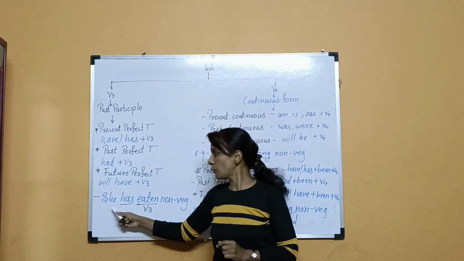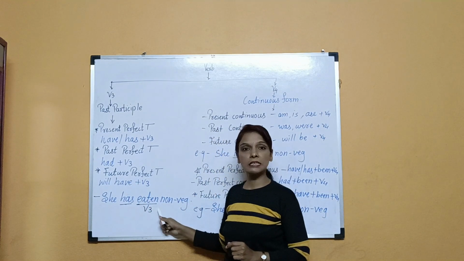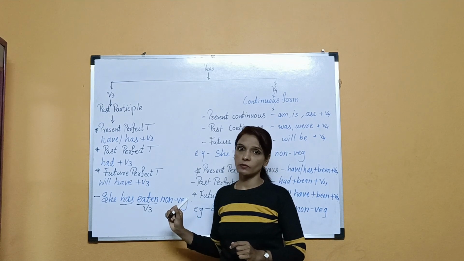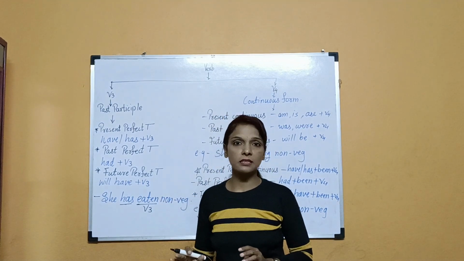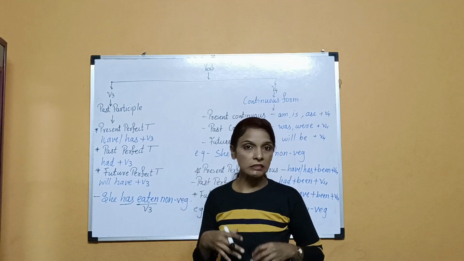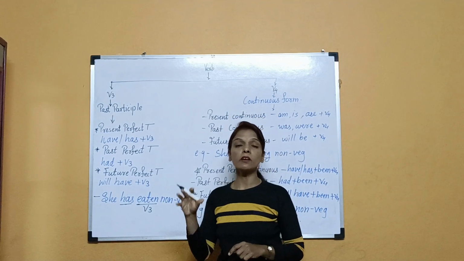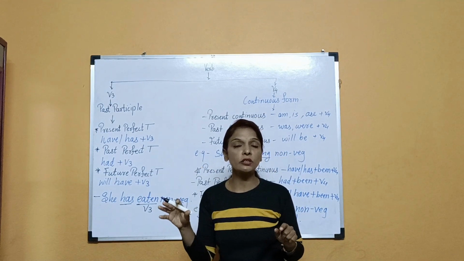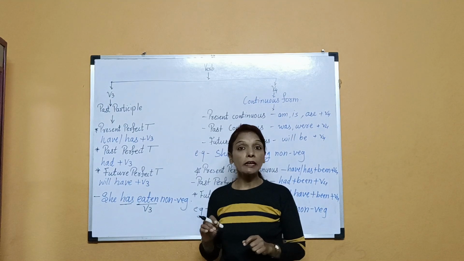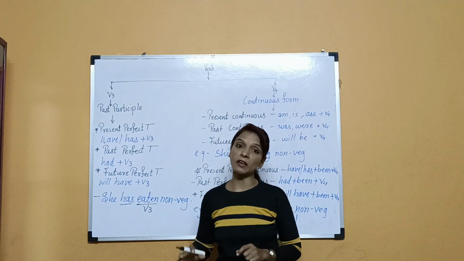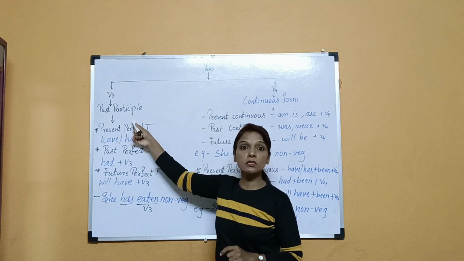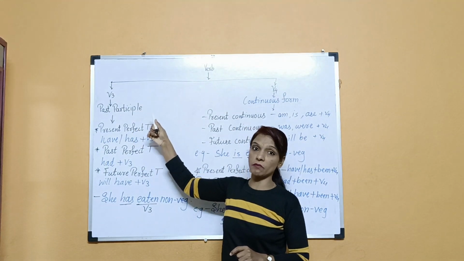For example, I have written here, she has eaten non-veg. No matter when she has eaten, but she has eaten non-veg. So whenever you want to say my action is completed, but you are not mentioning the time, at that time you can use the V3 past participle form.